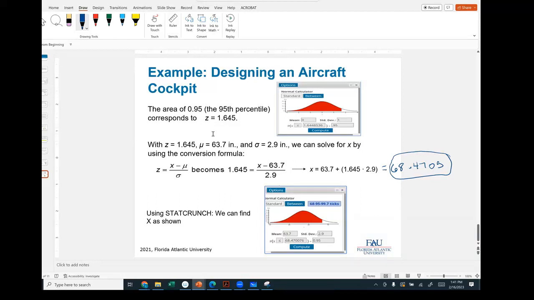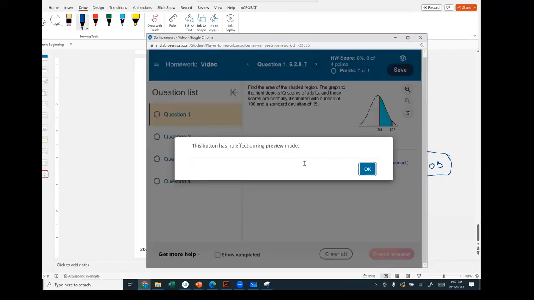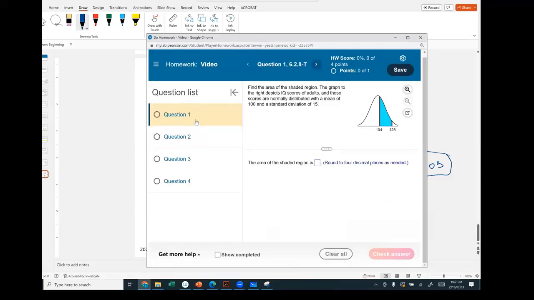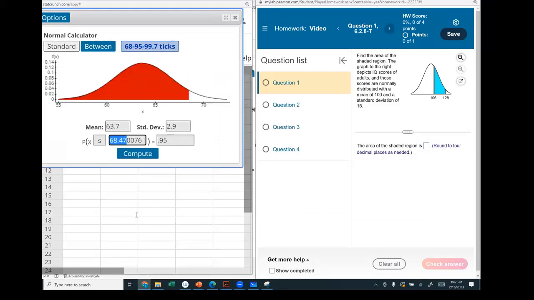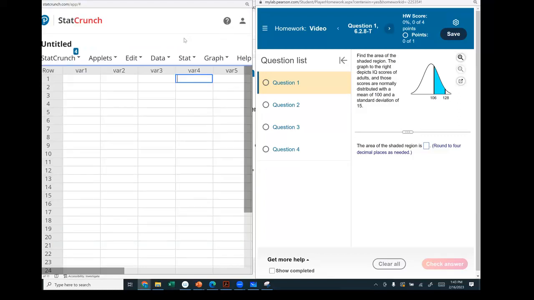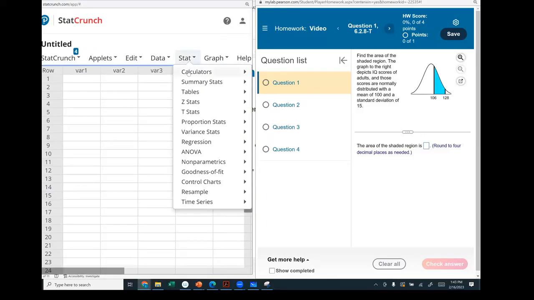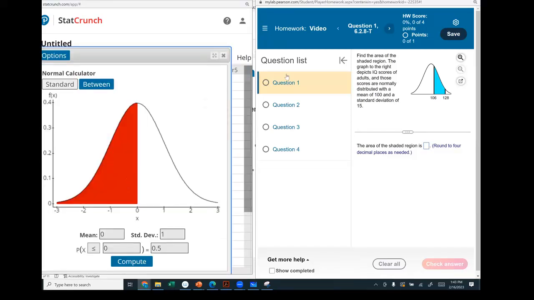Let me bring up the problems that I selected. Let's see if it's still active. Yeah, it looks like it's still active. So again, I have my normal calculator. I can close it and just reopen it. That'll help also remind you where it is. Stat, calculators, normal. And this is where we start.